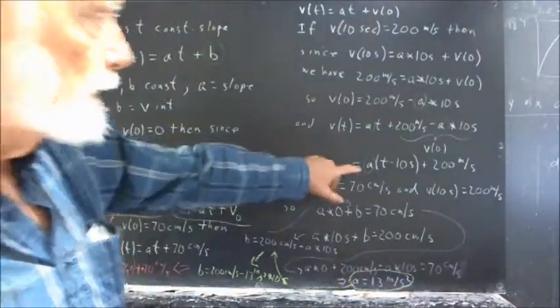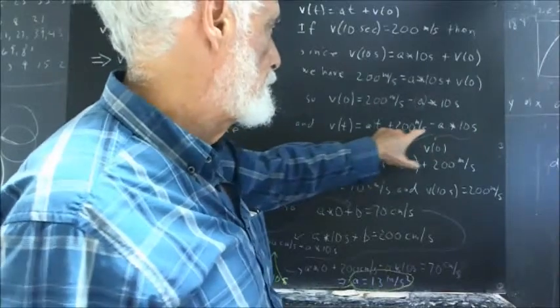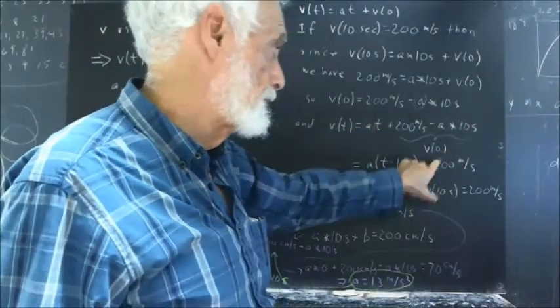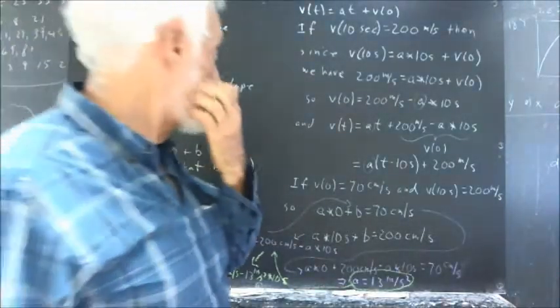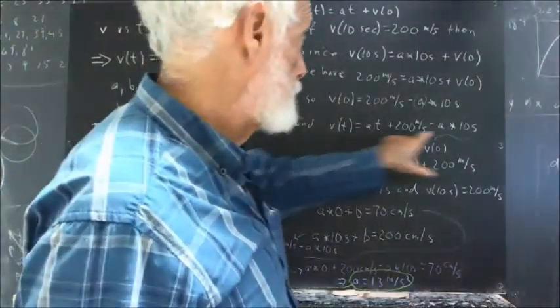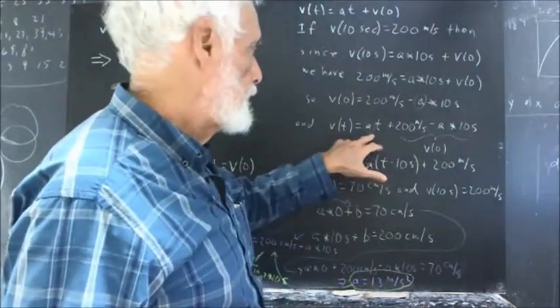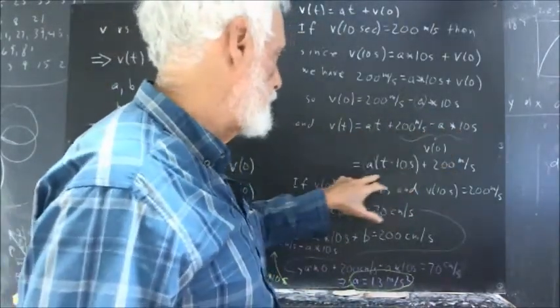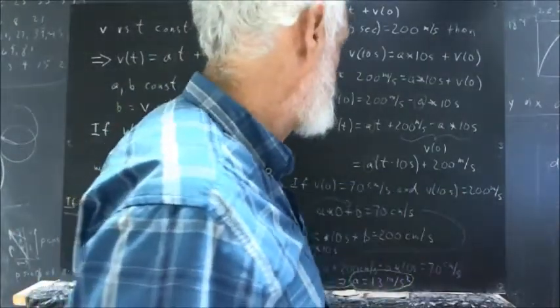So then we get v of t is at plus v of 0, which is at plus 200 meters per second minus a times 10 seconds. That could in turn be manipulated. We have an a term here and an a term here. We can factor out the a, and we get a times t minus 10 seconds plus 200 meters per second.